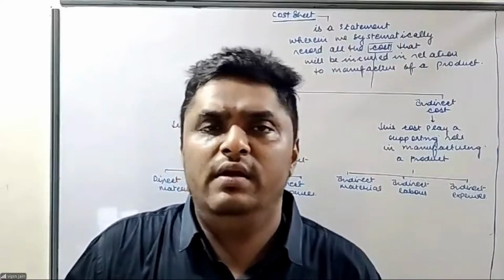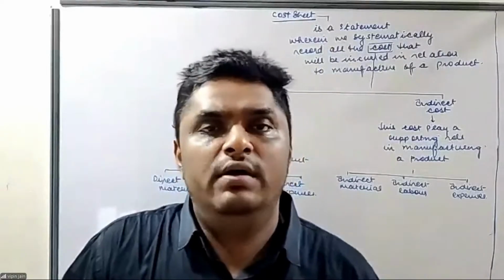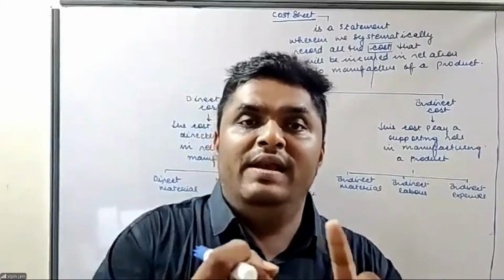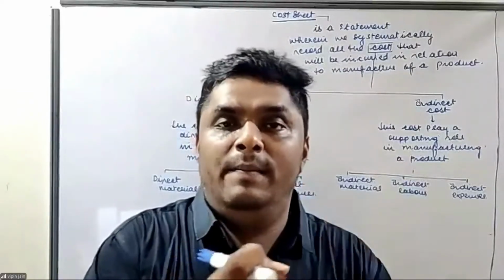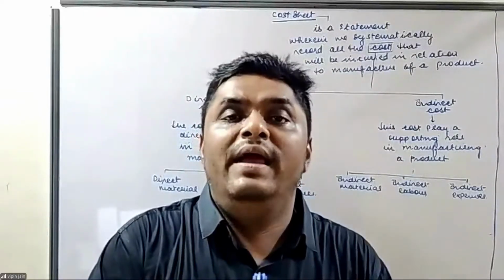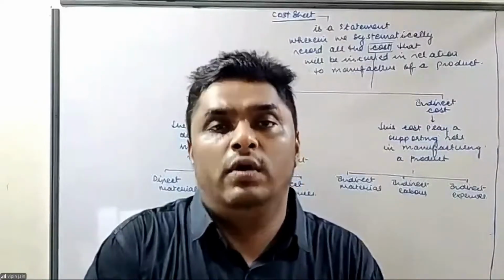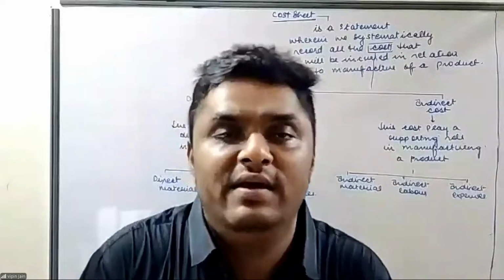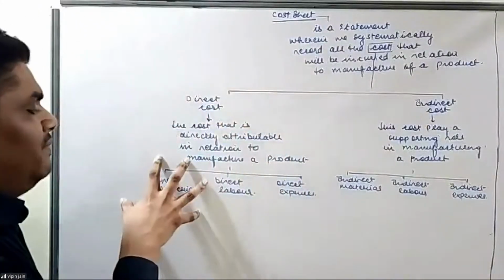Another example, let's say I'm the manufacturer of cakes. I have a big chain all over Maharashtra. Now, to manufacture a cake, what do I need? Let's say milk, whipped cream, egg, and flour. So these are the four major ingredients in manufacturing a cake. So all these are what? My direct material.